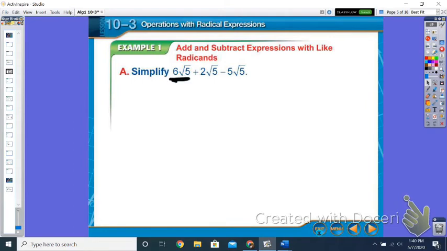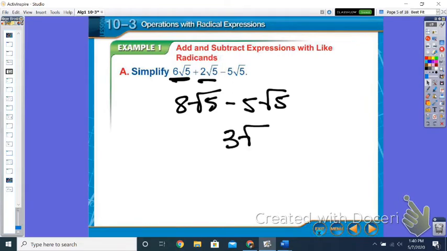If we have a square root of 5 with two separate terms, we have 6 root 5 plus 2 root 5, that is 8 root 5. And then we still have the minus 5 root 5. 8 root 5 minus 5 root 5 is 3 root 5. So the answer before, when I had the x's, was 3x. Now it's 3 root 5. So all we're doing is combining those. They're basically like terms, right?